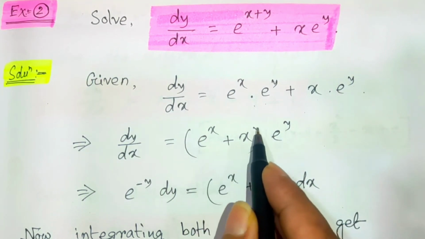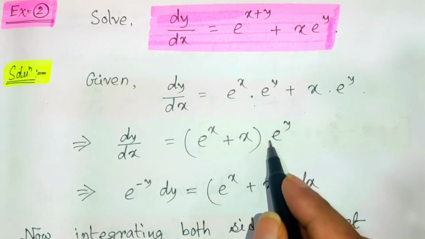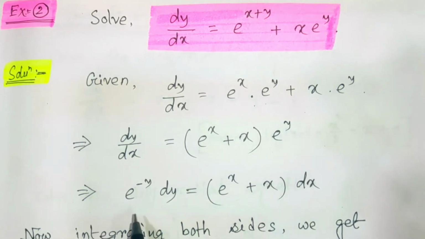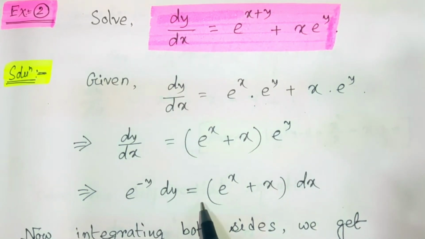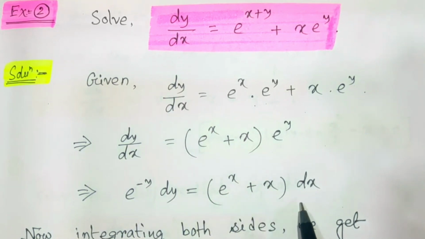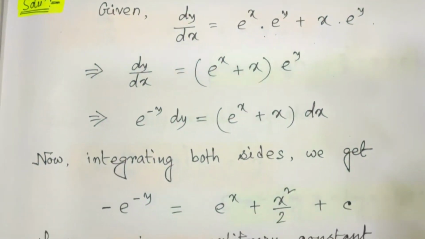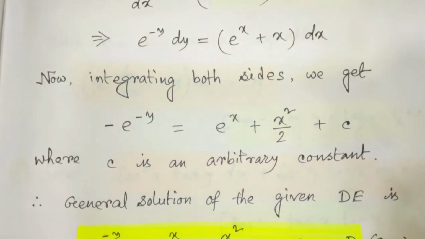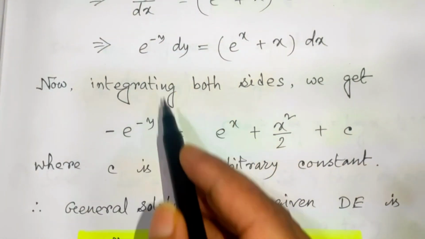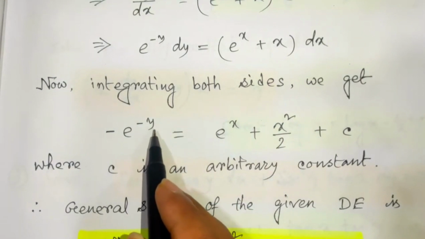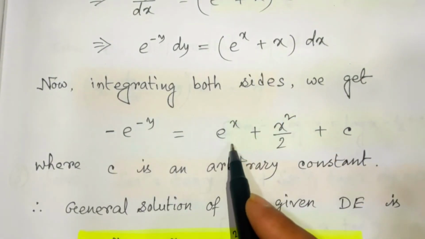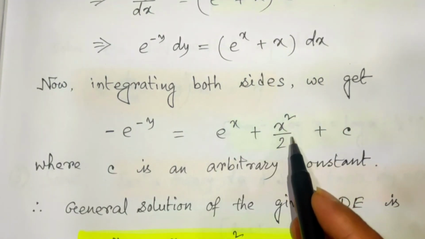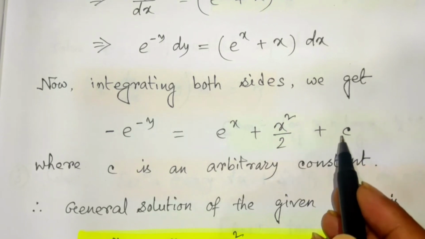Now just look, this one is the entire function of x and this is the entire function of y. If we separate the x and y variables, we find e to the power minus y dy is equal to e to the power x plus x into dx. So this one is the separation of variable form. Now we simply take the integration on both sides to get the desired solution. Its integration is minus e to the power minus y is equal to, here e to the power x after integration remains e to the power x, plus x for its integration is x square by 2, and plus c, which is the integrating constant.